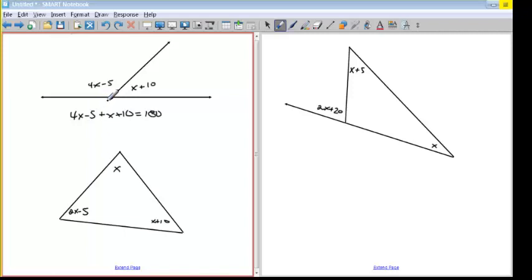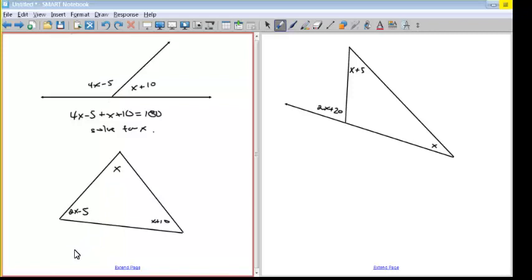And so, just like with parallel lines and a transversal, either the angles add up to 180 or they're equal to each other. So this is a case where they add up to 180. You solve for x, and then you plug back in. Whatever x value you get, you plug back in to get the angles. I'm asking for the angles, I'm not asking for x.